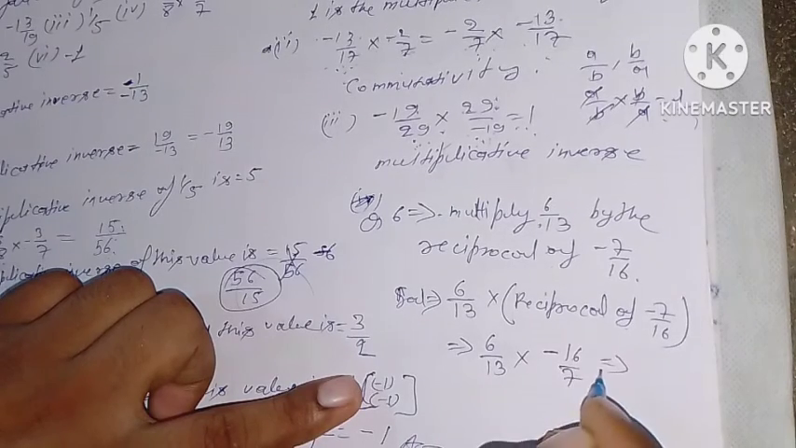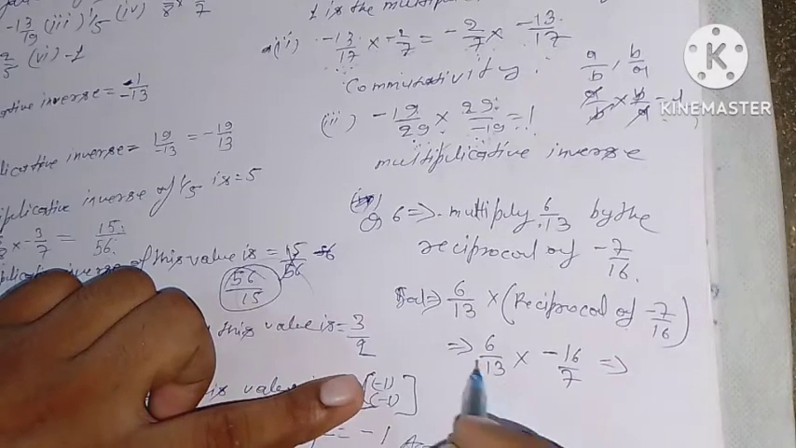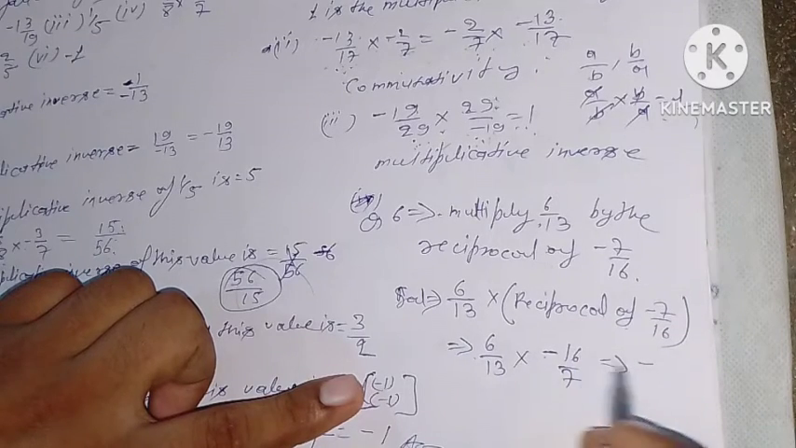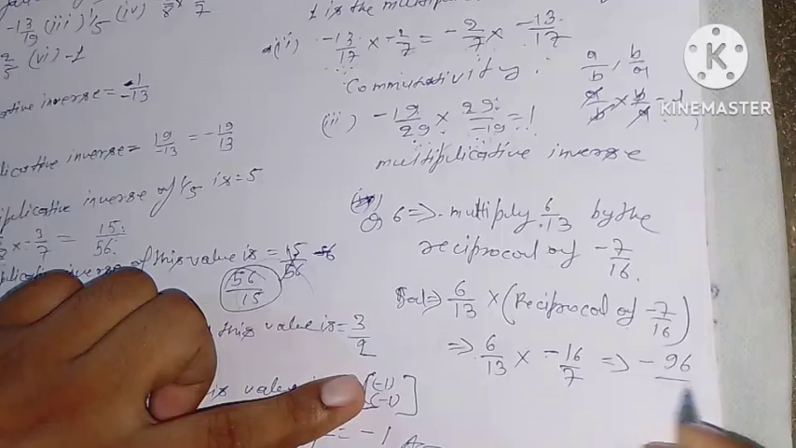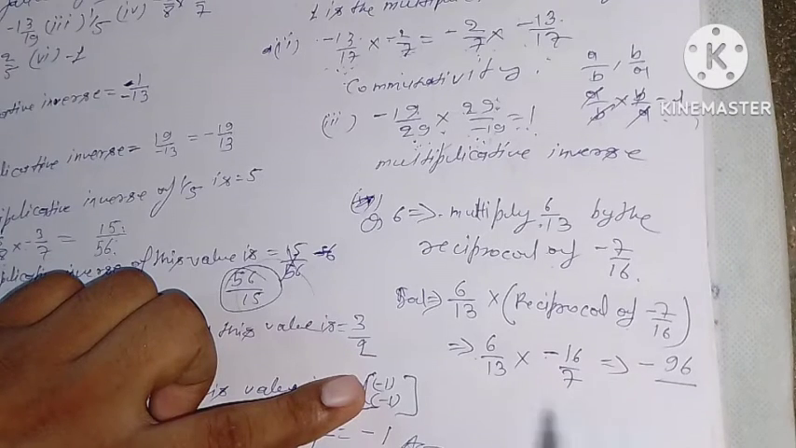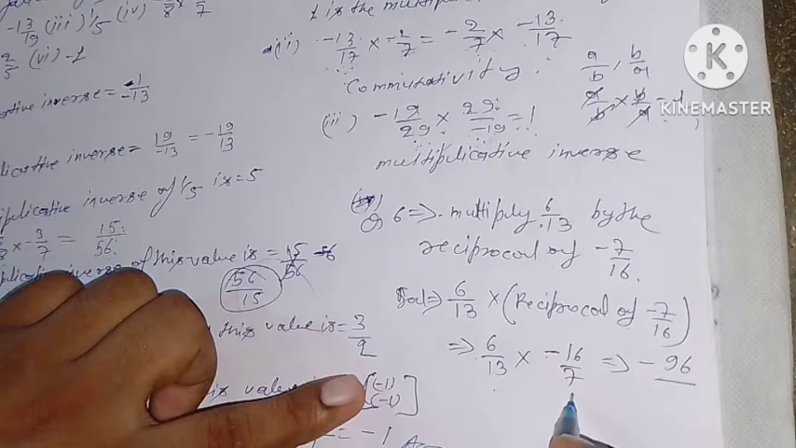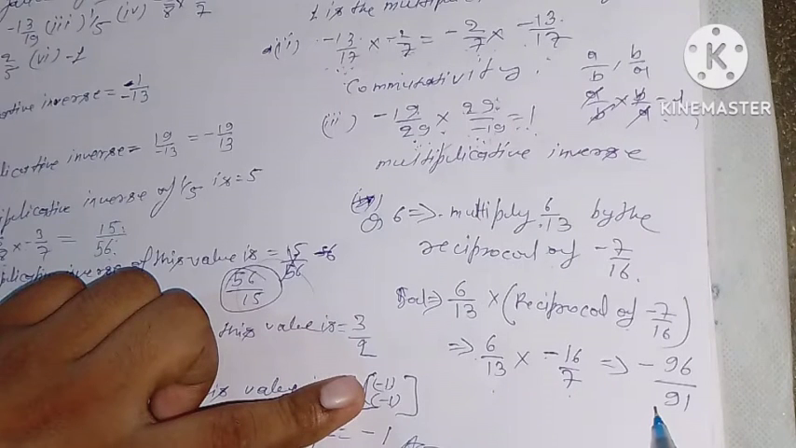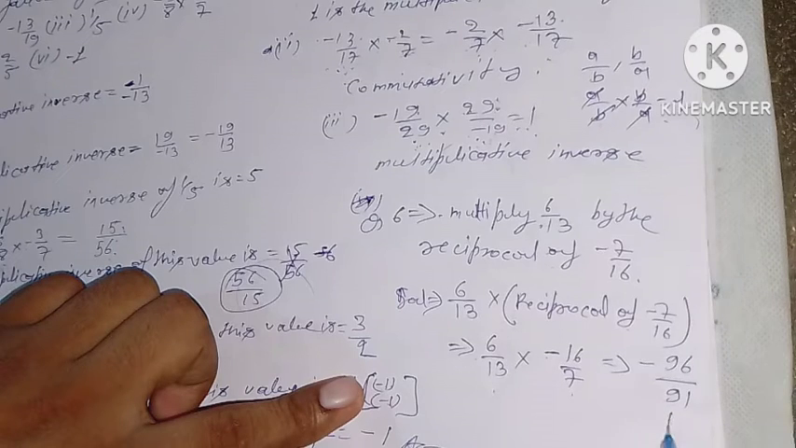Then the value comes out minus 16 times 6 is 96, and 13 times 7 is 91. Tell what properties allowed. Okay, this is the answer.